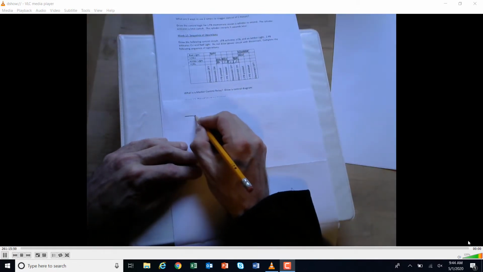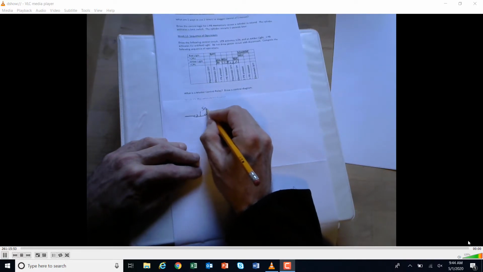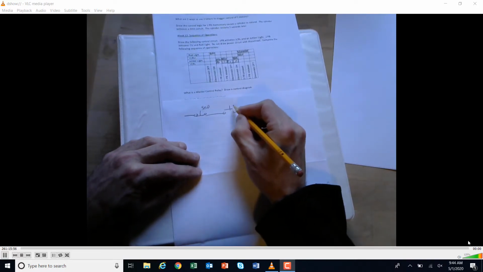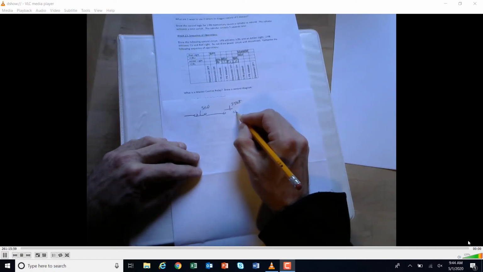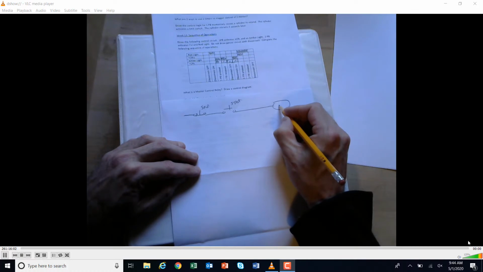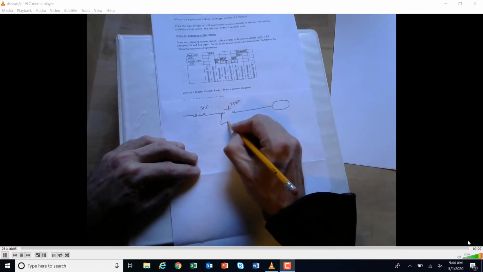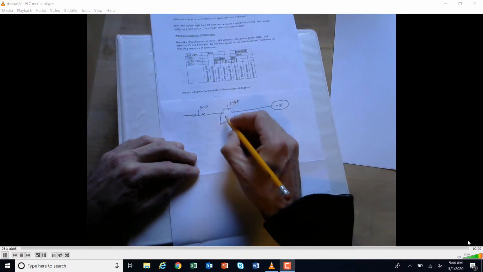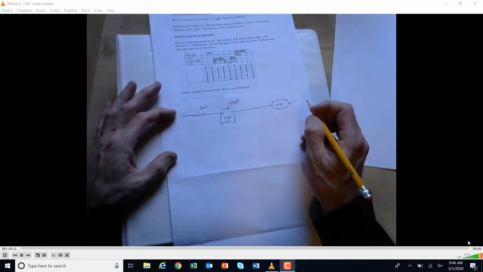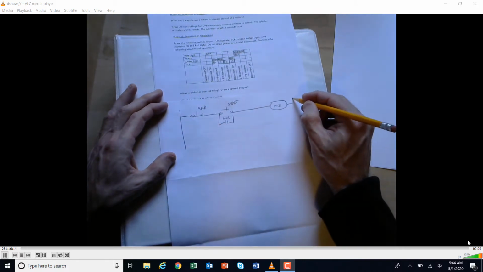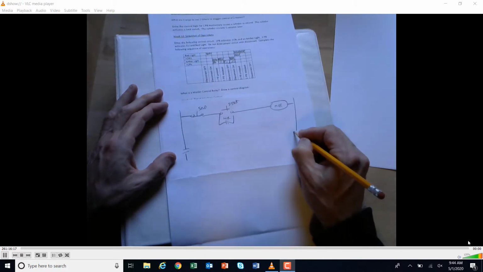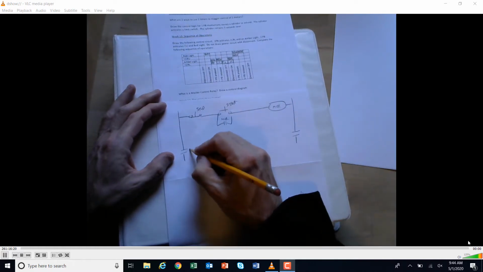What is a master control relay, and draw a control diagram? So a master control relay is a holding circuit. The master control relay would have a stop-start, and it would have a start, like MCR on, and then that would go to your master control relay, okay? And I would have memory here. So this is my master control relay, like that. And then what we use the master control relay for is we have contacts farther down here that are associated with this.